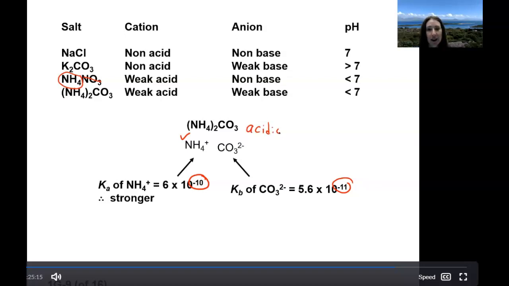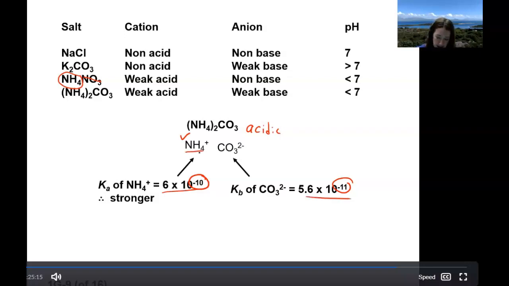Probably like 6.89, but it will be acidic. Barely acidic, but it will be acidic. All right, so if you've got a weak acid and a weak base, the only way to tell if the pH is going to be acidic or basic is if you compare whoever has the bigger Ka or Kb.